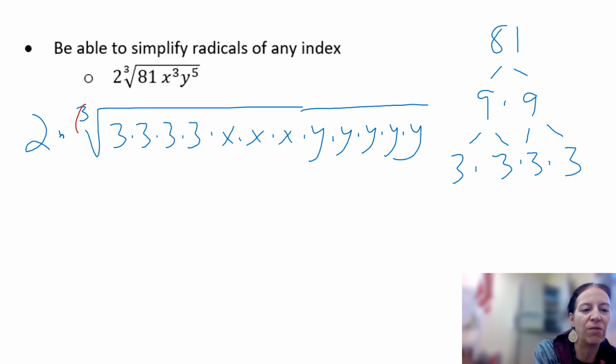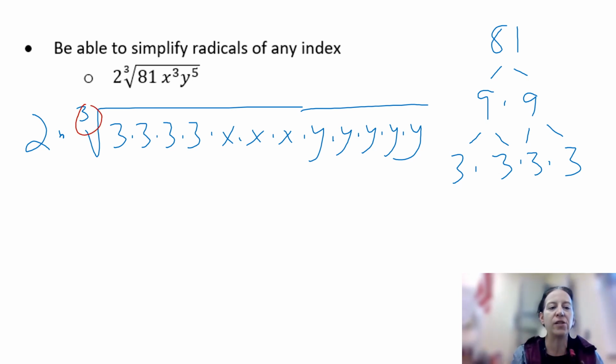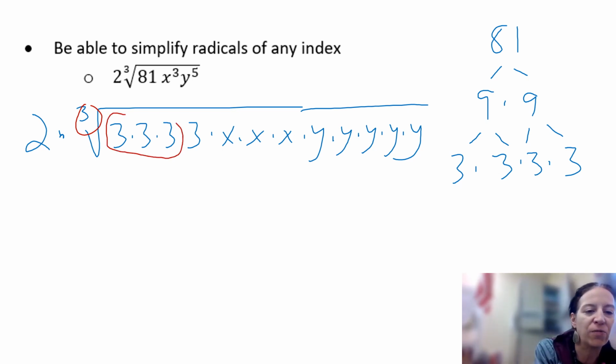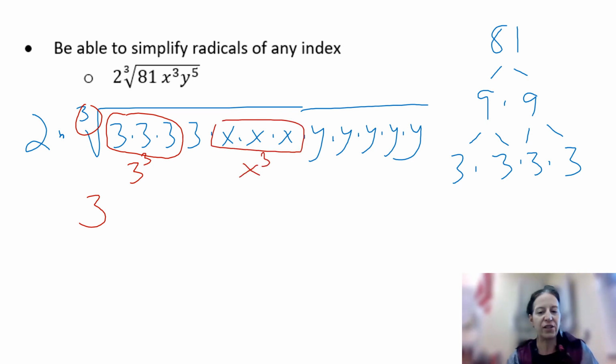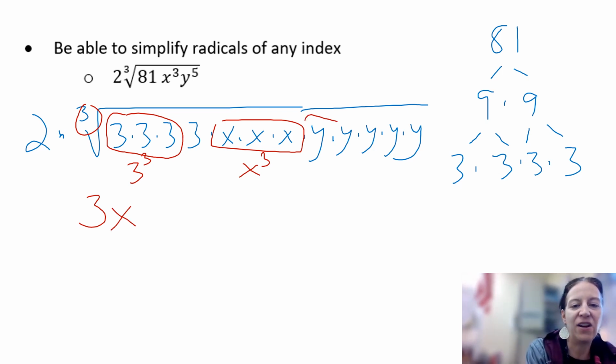And what we want to remember is that a cube root undoes cubing. And so what I'm going to do is look at this prime factorization and look for things that are cubed. For example, right there, 3 times 3 times 3 is 3 cubed. So the cube root of 3 cubed is 3, just a regular old 3. Here I have an x cubed, so the cube root of x cubed is just x. And here I have a y cubed, and the cube root of y cubed is just y.